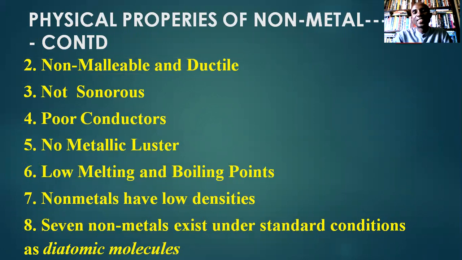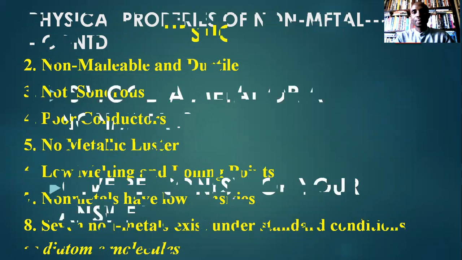Non-metals have low densities. Non-metals have at least 7 elements that exist as diatomic molecules, like chlorine, oxygen, hydrogen, and others. So that is it.